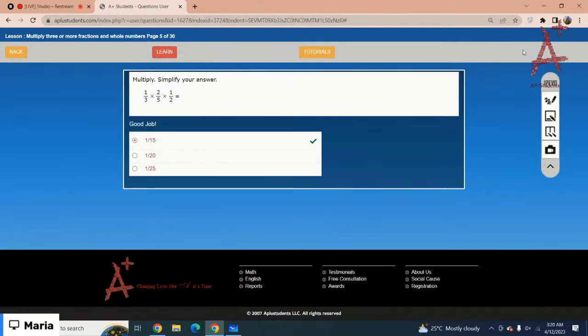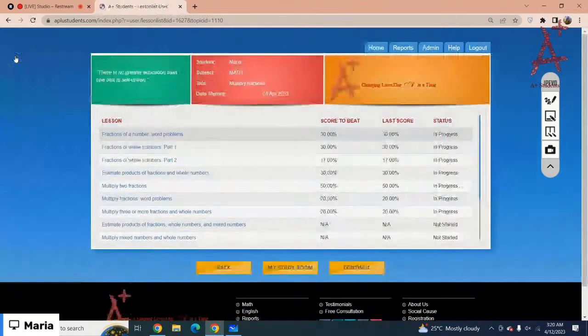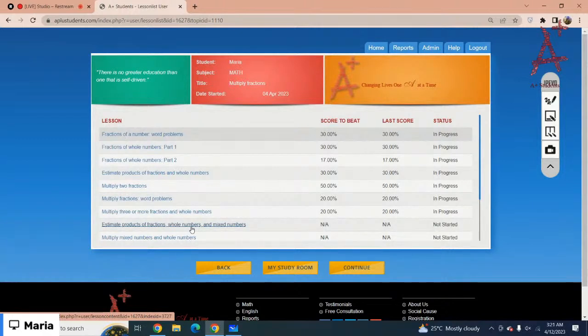Okay, you can complete the test by yourself later today. Let me just move on to the next lesson. And the next lesson is estimate products of fractions, whole numbers, and mixed numbers. Got it? Now we're going to estimate the products. So let's just start with the next lesson.